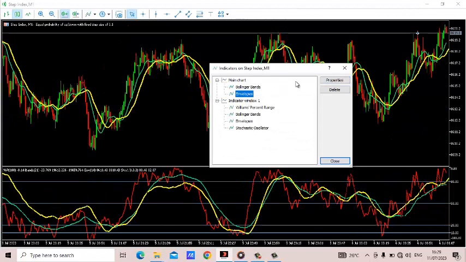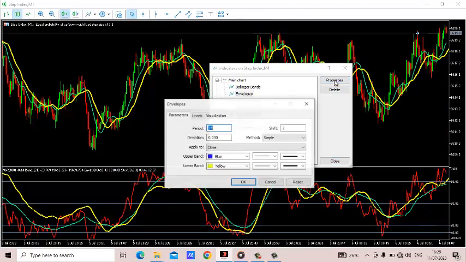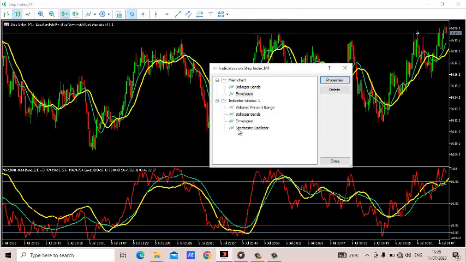Then next to the Bollinger Band, on our main window, is our envelope, period 14. Shift is 2. The method is simple. The deviation is 0.000. Apply to close. The upper band is blue, lower band is yellow, and you click done. So that's the two indicators on our main window.